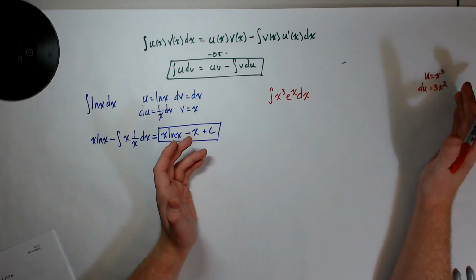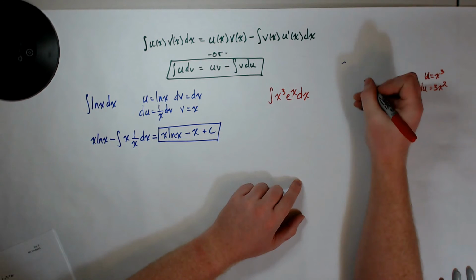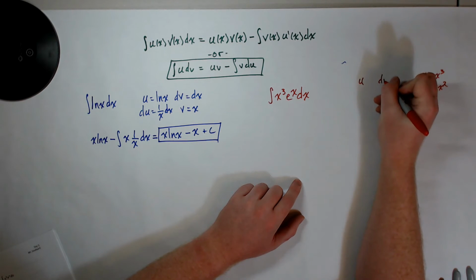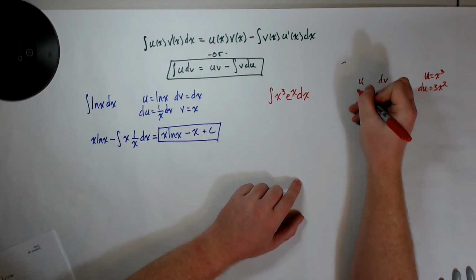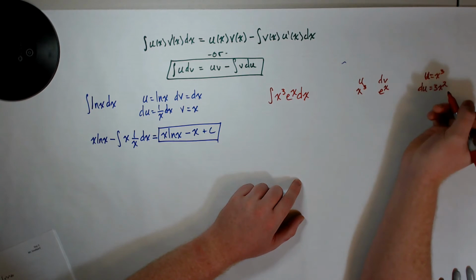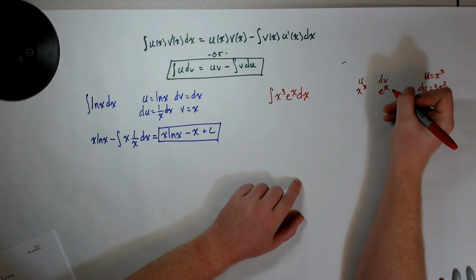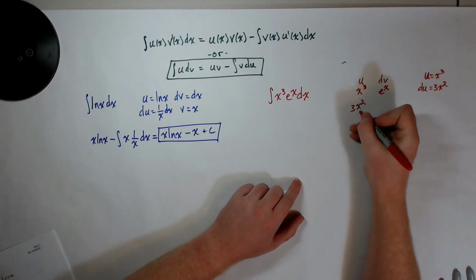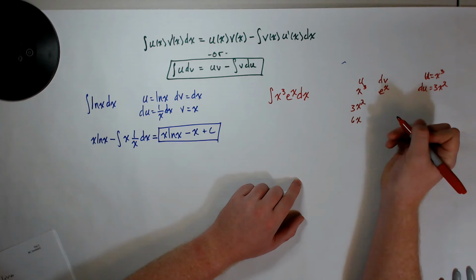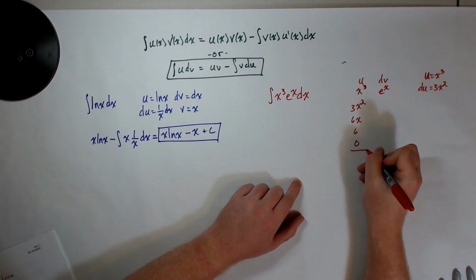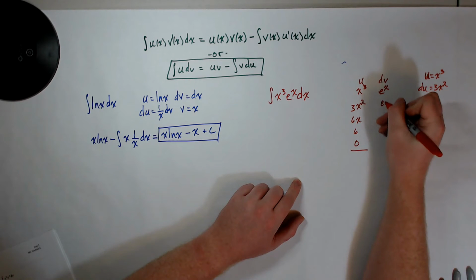But when I go to plug that back in, I'm still going to have 3x squared times e to the x. I'm not going to have gotten anywhere. So there's got to be a faster way to do integration by parts if it needs to be done multiple times. This particular method is called the lattice method. We choose u and choose dv, and then just use integration by parts multiple times until u disappears.